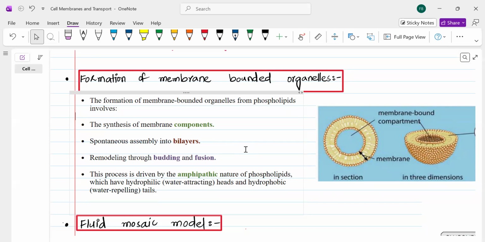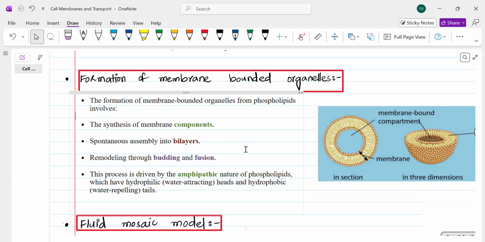These are the general things which will be present in almost every phospholipid bilayer in every cell membrane. Are you getting what I am saying? When we take the example of lysosome and we talk about how its membrane will form, in the first step, the components of the membrane will be synthesized.